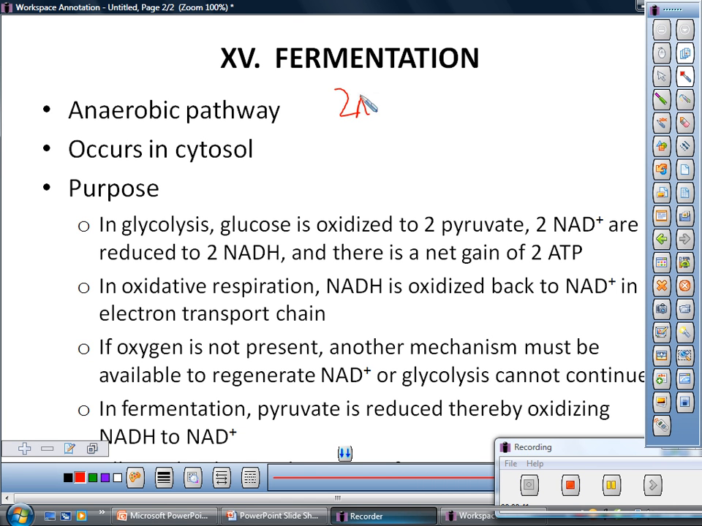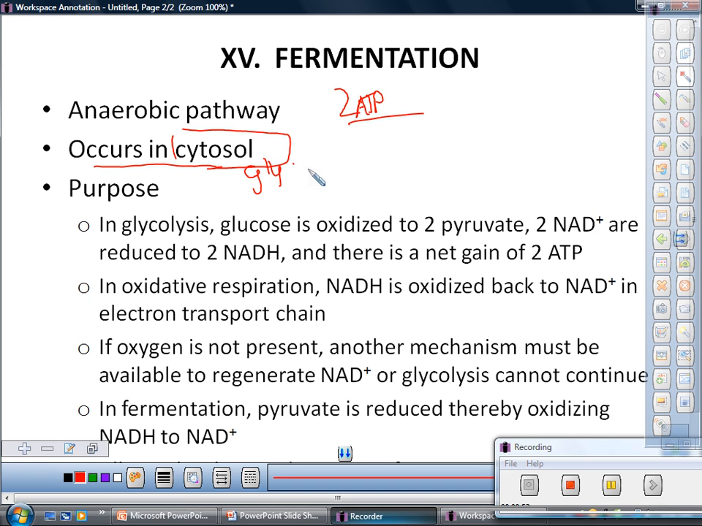So 2 ATP is the yield from fermentation. Where does it occur? It occurs in the cytosol, meaning that it's going to occur in the same exact place as glycolysis. Okay, so same place as glycolysis, meaning that it's not going to go into the mitochondria. So it is anaerobic, once again, happens in the cytosol. It's going to produce 2 ATP, and more importantly, though, the purpose, look right here by the purpose, it has to do with these NAD pluses.